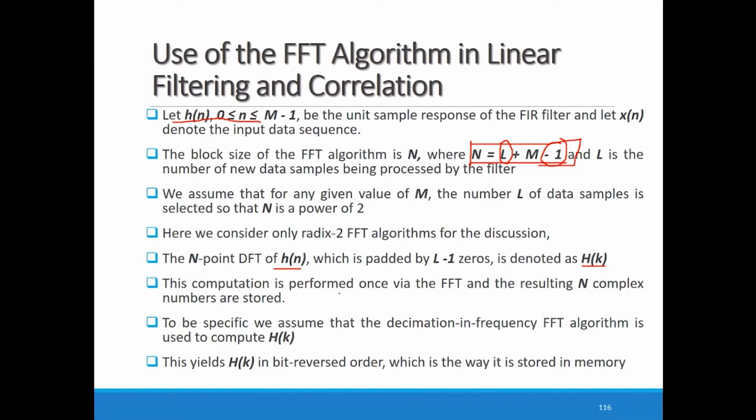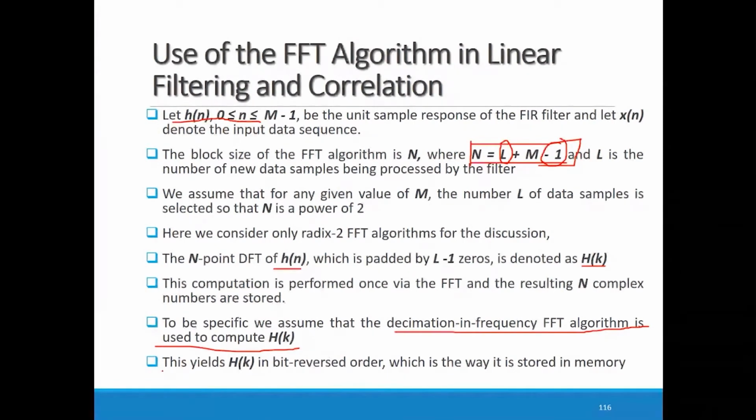This computation is performed once via the FFT, and the resulting N complex numbers are stored. So we perform this computation via the FFT algorithm, and whatever N complex numbers we get, we store them. To be specific, we assume that the decimation in frequency FFT algorithm is used to compute H of k. When we use the DIF FFT algorithm instead of the DIT algorithm, what kind of output do we get? DIF always produces the output in bit reversal order.